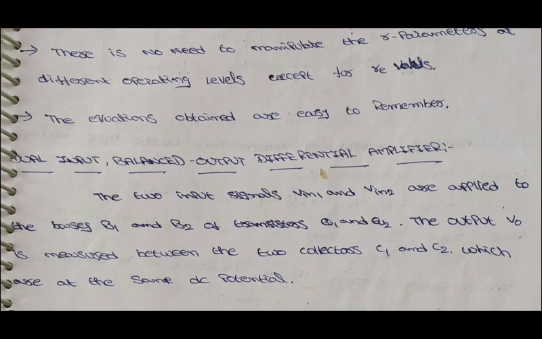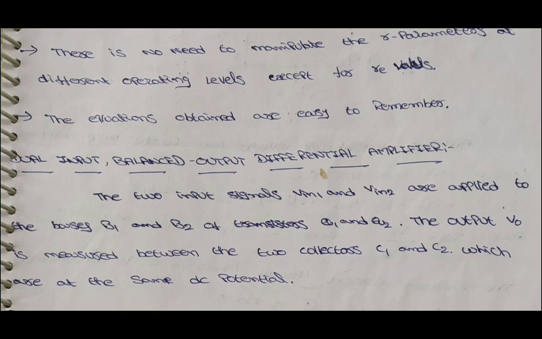So that is the introduction to the differential amplifier and the types of differential amplifier we are going to use. Here there are 4 types of differential amplifiers: dual input balanced output, dual input unbalanced output, single input balanced output and single input unbalanced output. Dual input means we connect the two input signals to the two base terminals. Balanced output means we measure the output across the two collector terminals.